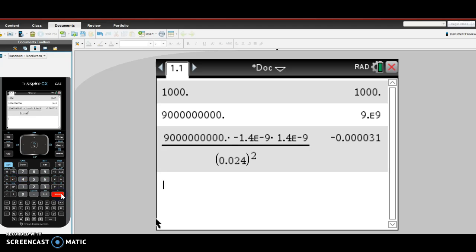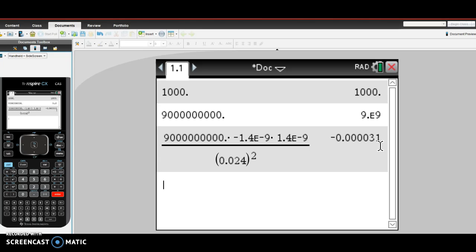When you press enter, you'll see it'll expand that out. You got your Coulomb's constant first, times the product of the two charges second, divided by the distance squared. And there you have it. Very small force, negative 0.000031 newtons. Your calculator might put that as negative 3.1 times 10 to the negative 5th power newtons.